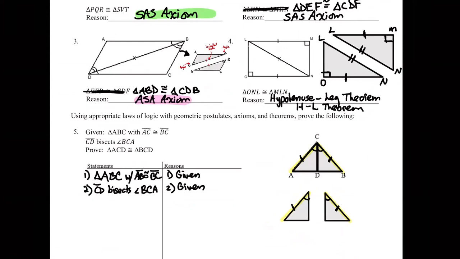We could also try to apply SAS, but then I would need another side. So labeling helps, because if I label this ADC and BDC, it might pop out at you: wait a minute, these two are the same. DC, it's the same line segment. That's because CD is a reflexive side. So I could say, as weird as it is to make the statement, CD is congruent to CD by the reflexive property.